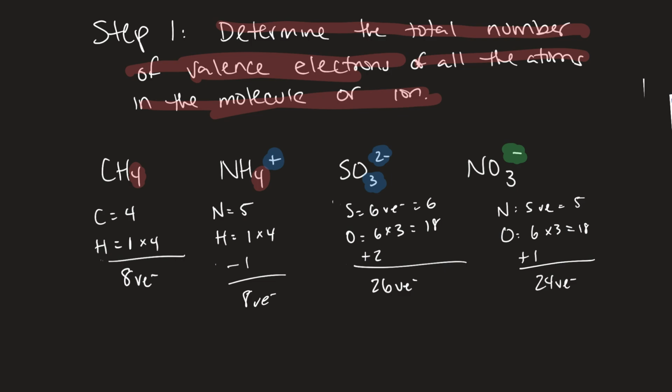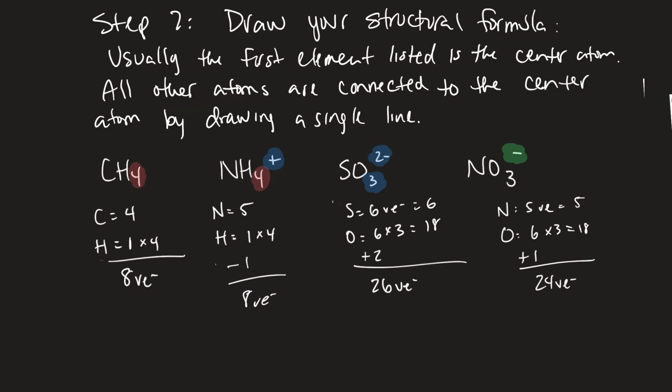All right, so as I stated, step 1, the first thing you want to do is add up the total number of valence electrons of all the atoms that make up the compounds. Step 2, you're going to draw the structural formula. Now, what do I mean by a structural formula?